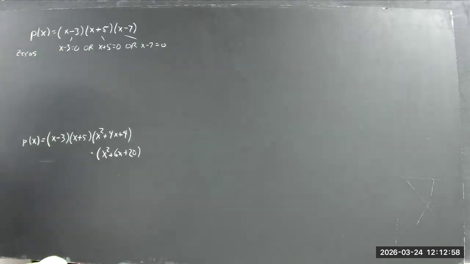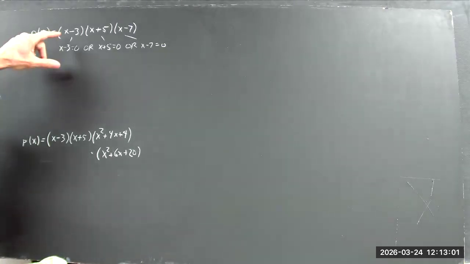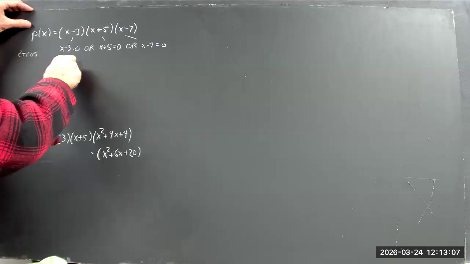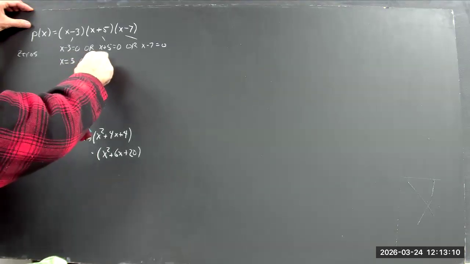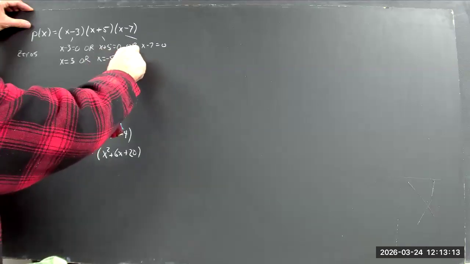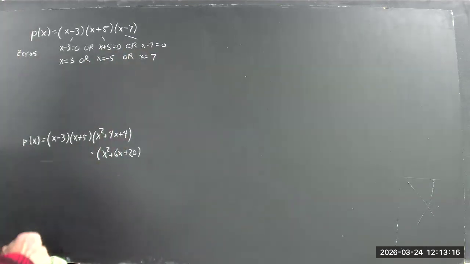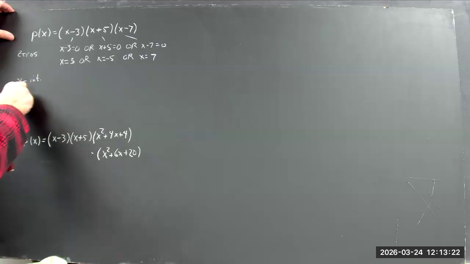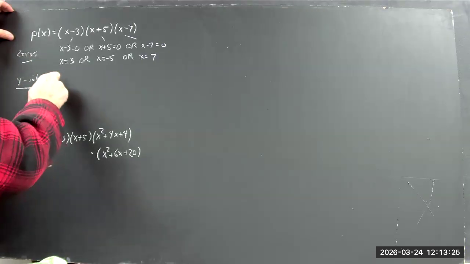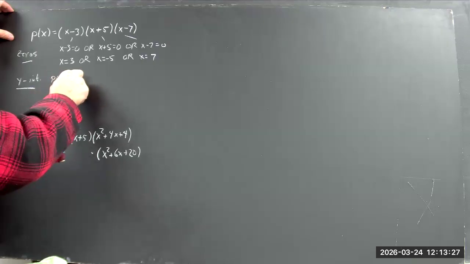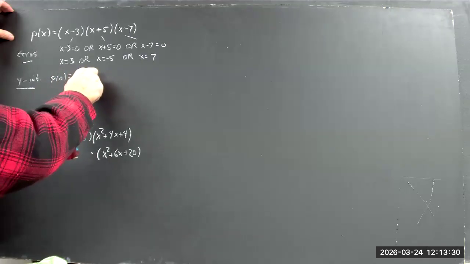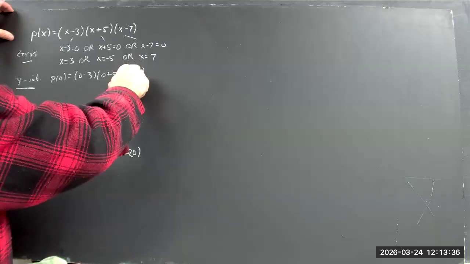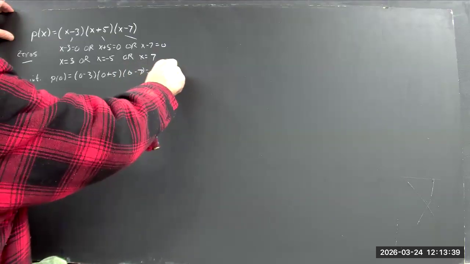Again, the zero property of multiplication says the only way this can be zero is if one of these is zero, and there are three ways that can happen. If x equals 3, everybody got the zeros, or x equals -5, or x equals 7. Okay, y-intercept, p of 0 equals 0 minus 3 times 0 plus 5 times 0 minus 7 equals -105 in this case.